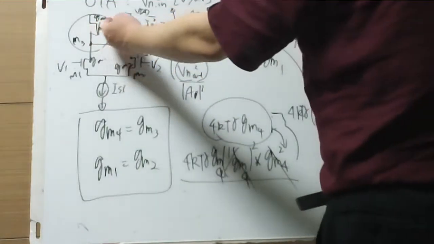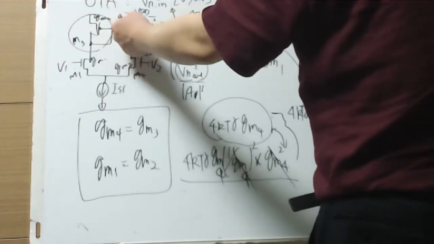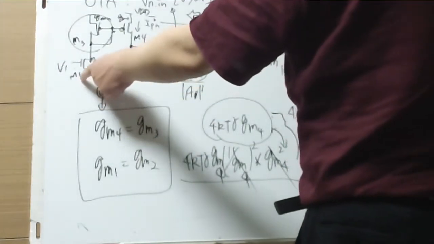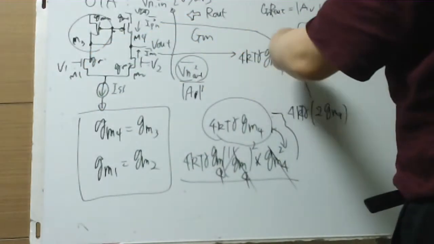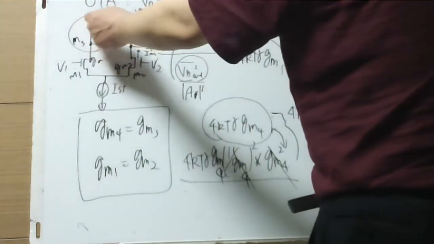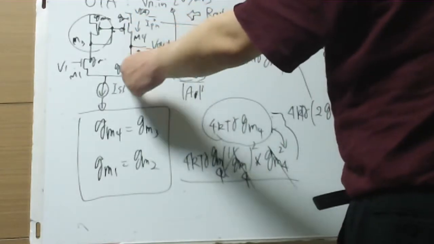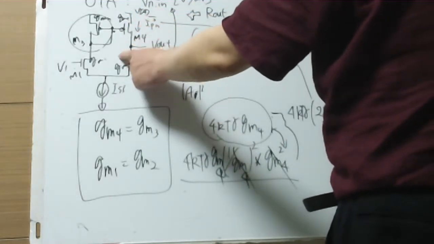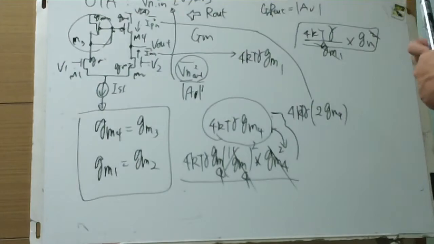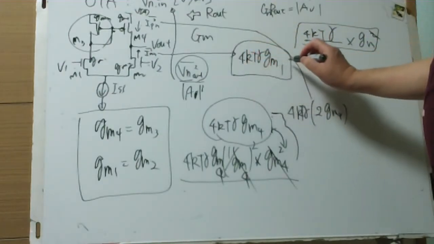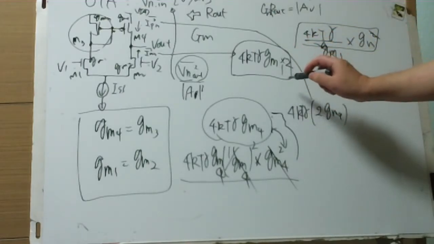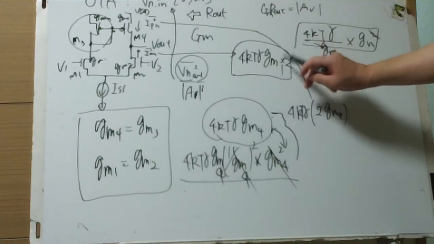But this current is added also for M2 from M1. M1 generates the same amount of current, and this is mirrored through M3 and M4 and appears in here. So M2 itself, and the mirror of M1 of these currents, this value is summed. So this is also 4kT gamma 2 GM1.